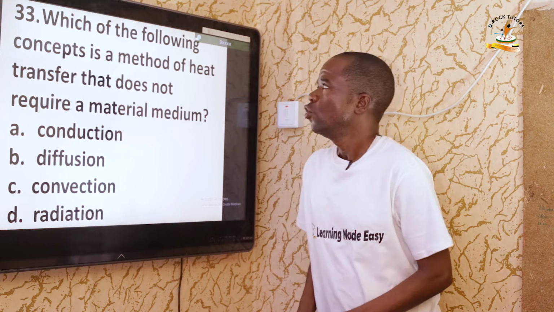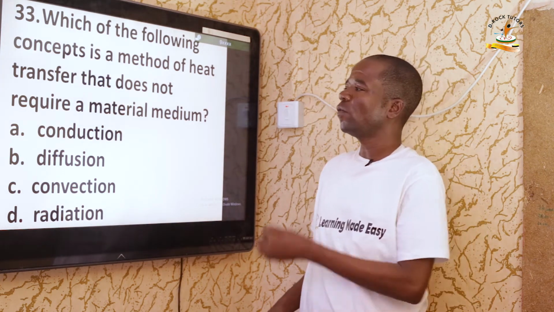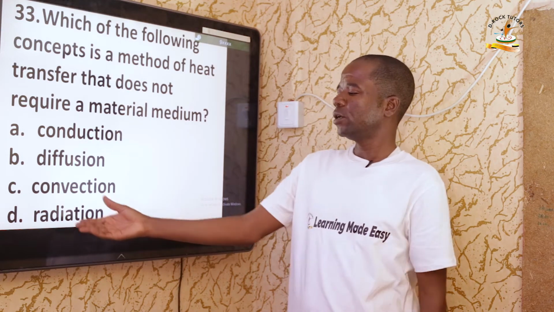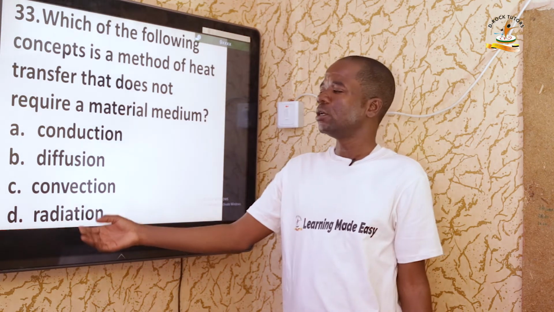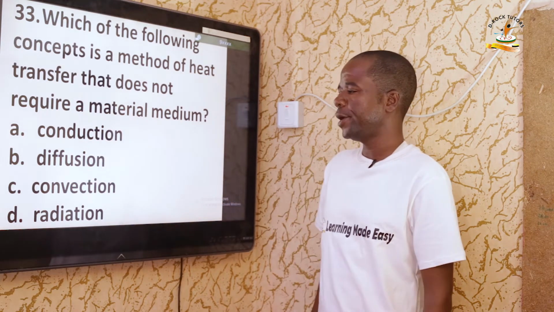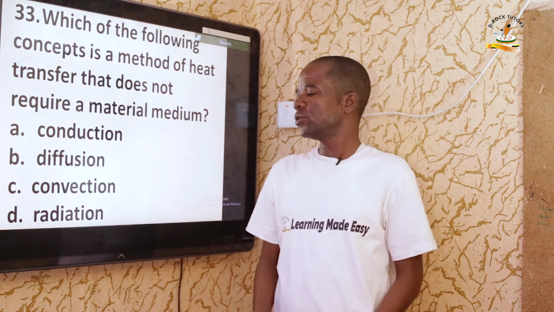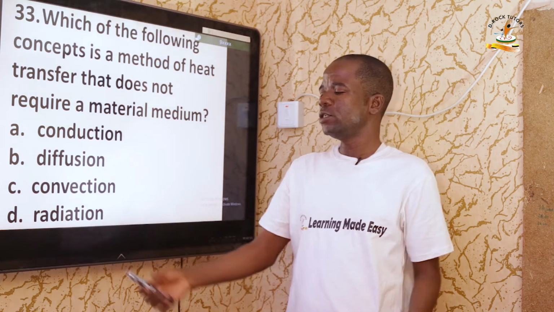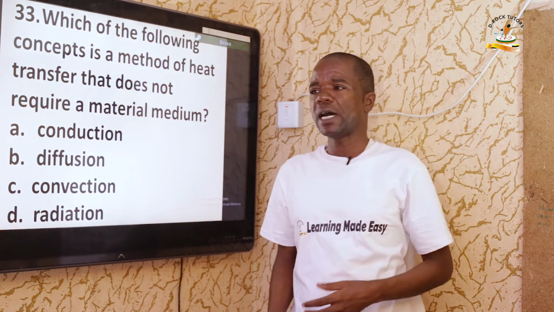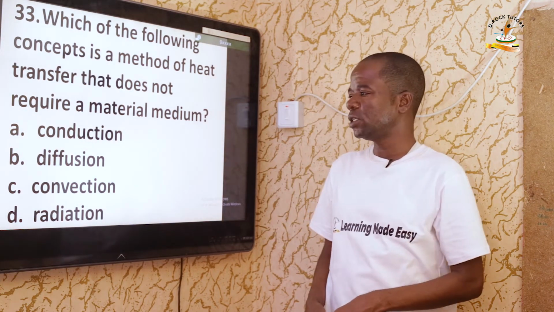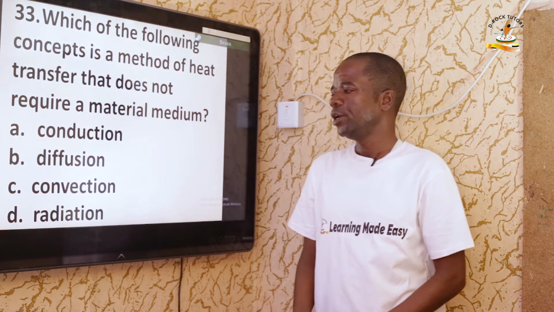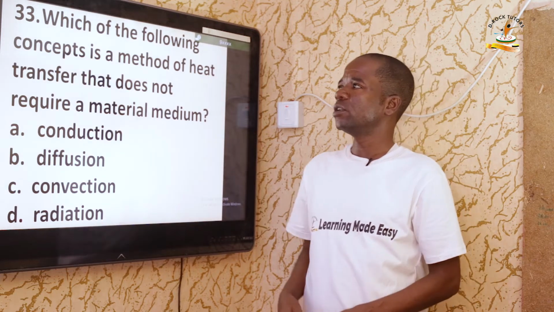Number 33. Which of the following concepts is a method of heat transfer that does not require a material medium? The correct answer is definitely D. Conduction requires a material medium. Diffusion does require a material medium, so also does convection. But radiation does not require a material medium. It is through radiation that the heat from the sun reaches the Earth's surface. So the correct answer is D. Radiation does not require a material medium. Let's go to number 34.